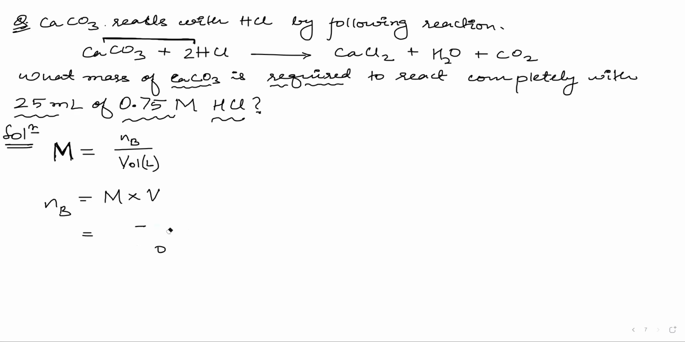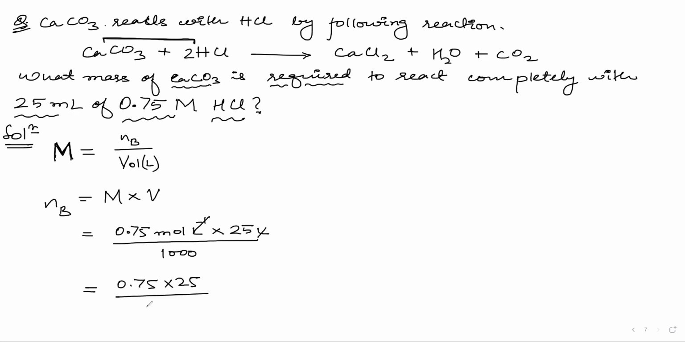Let me write it like this. It will be better. You have 0.75 moles per liter into 25 ml, that is 25 divided by 1000 liters. So the liter inverse and liter will cancel out each other. You will get 0.75 into 25 divided by 1000 moles.